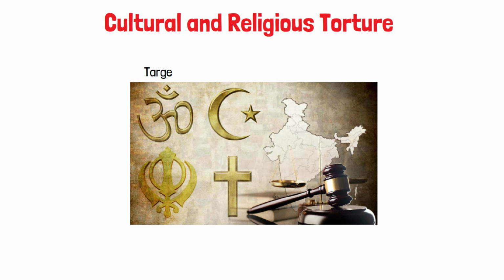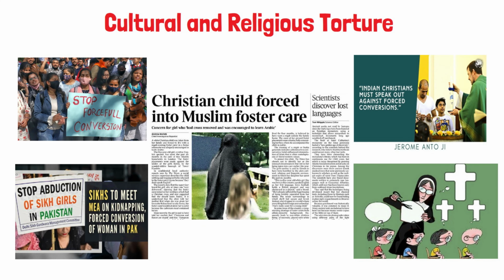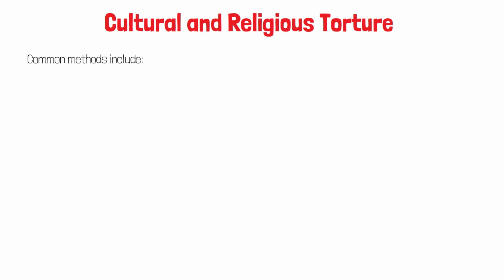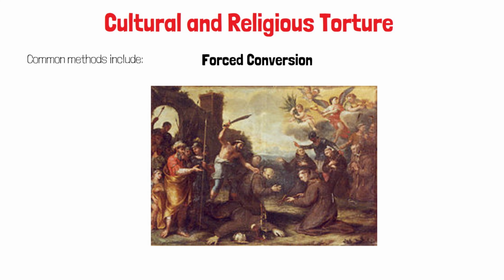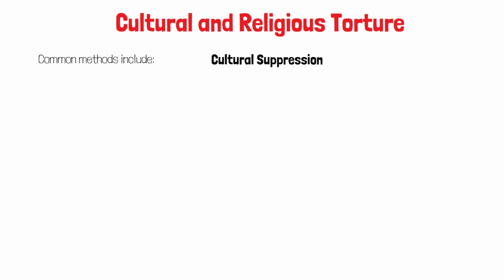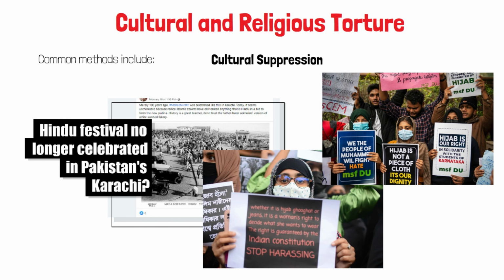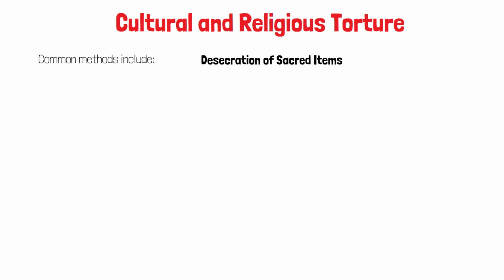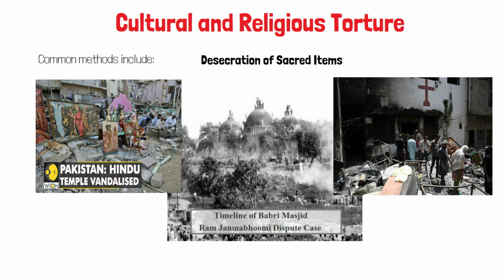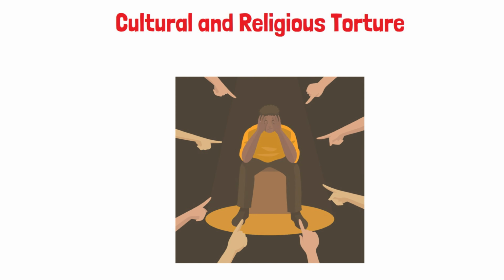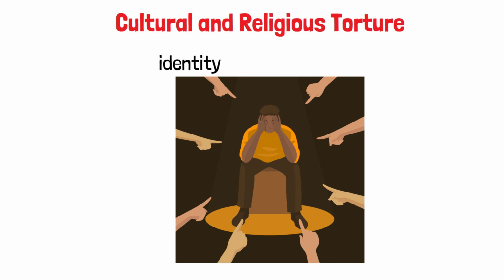Cultural and religious torture. Cultural and religious torture targets a person's identity, faith, or beliefs, often aimed at humiliating or forcing them to renounce their values. Common methods include forced conversion, forcing someone to renounce their religion or cultural beliefs, often under threat of death or harm. Cultural suppression, banning the practice of cultural rituals, language, or traditions, stripping individuals of their cultural identity. Desecration of sacred items, destroying or defiling religious or cultural artifacts to humiliate and break the victim's spirit. These methods aim to strip individuals of their identity, leading to feelings of shame, loss, and emotional damage.